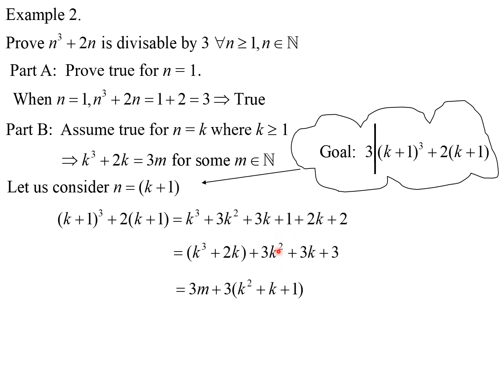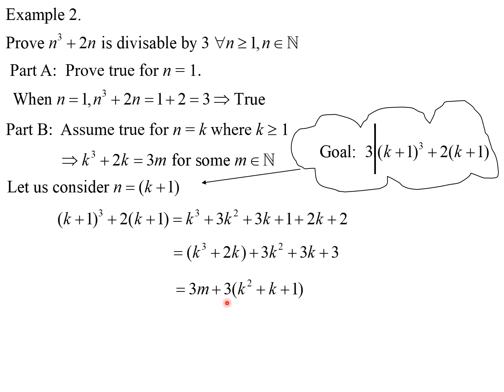This part here is quite clear. It's a multiple of 3, k squared plus k plus 1. This is quite simple. But k cubed plus 2k is actually a multiple of 3 simply because we have to look at part B. It is k cubed plus 2k is actually 3m, because there's no 3 attached to k cubed and 2k, but earlier we have made an assumption that it's actually a multiple of 3, so therefore k cubed plus 2k can be substituted with 3m.